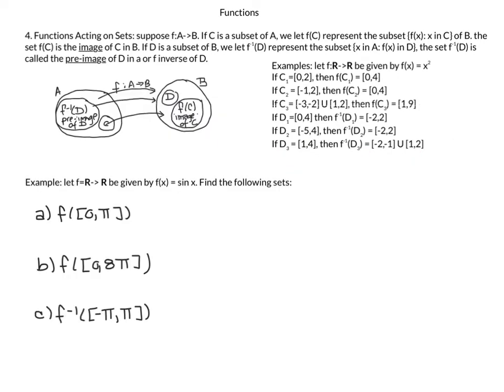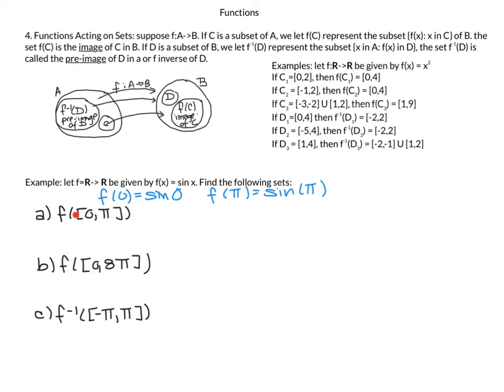Here is our next example. We have a function that goes from the real numbers to the real numbers given by f of x is equal to sine of x. So we want to find the following sets. The first thing to notice is this is f of a set. It is not like f of 0, which is equal to sine of 0, right? And it's not something like f of pi, which is equal to sine of pi. This is f of a set.